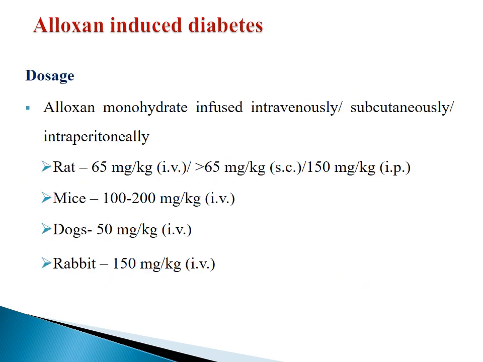Dosage of Alloxan differs for different species, as well as it changes as per the route of administration of the drug. The most frequently used dose of Alloxan is by intravenous route, and it is 65 mg per kg. However, if Alloxan has to be administered intraperitoneally or subcutaneously, that dose will be ineffective or insufficient, so the dose should be higher. It can be 150 mg per kg for intraperitoneal route. If it has to be in mice, then the dose becomes 100 to 200 mg per kg by intravenous route.